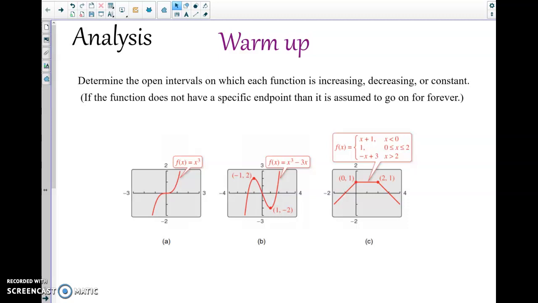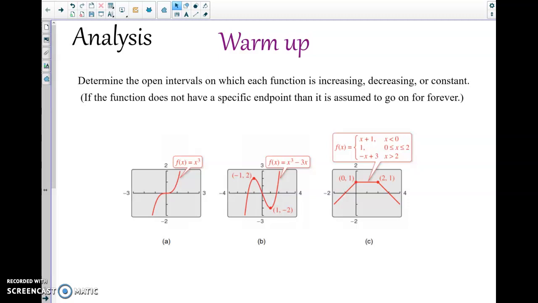Hey guys, today we are going to finish section 1.3, which was graphs of functions. So take a minute and do this warm-up. You are determining the intervals in which each of these three functions is increasing, decreasing, and constant.